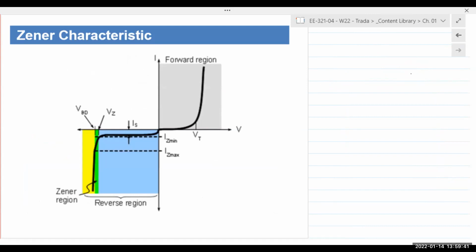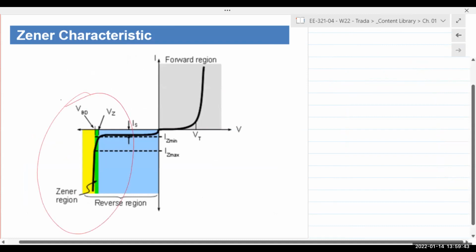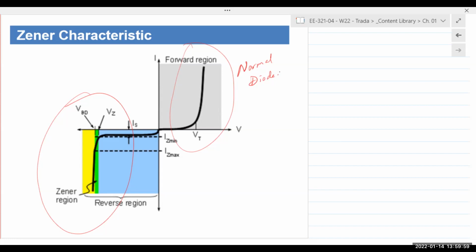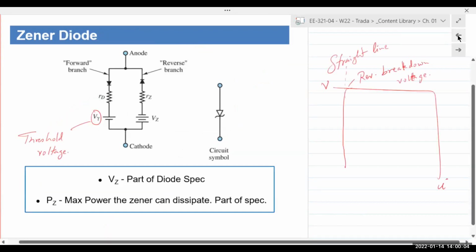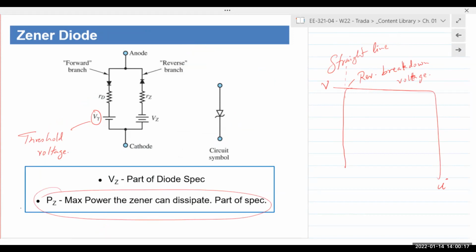So a Zener diode is specifically designed to work in that region. In the forward bias, it operates like a normal diode. But in the reverse bias, it is going to hold that voltage constant. The way it would work is it would be designed for a spec, and that spec is basically VZ, the breakdown voltage of that Zener, and then PZ, the maximum power that the Zener diode can dissipate. Right? You cannot crank up the current indefinitely.